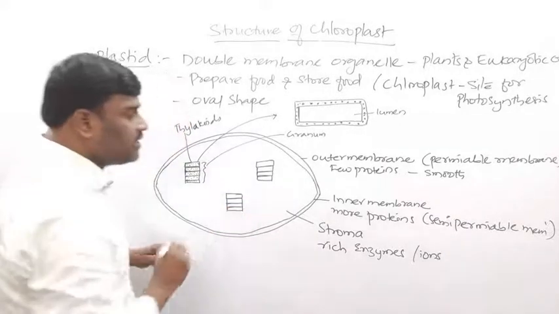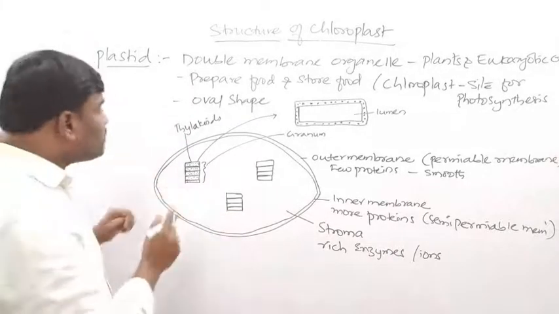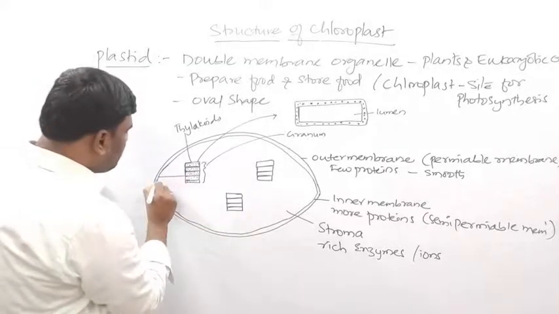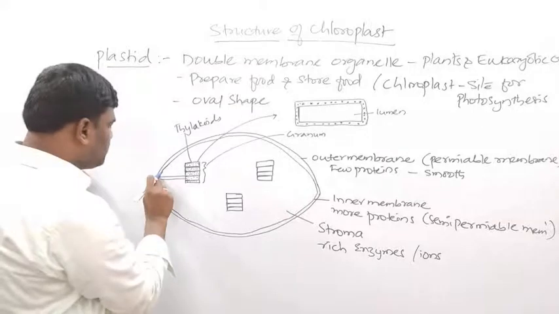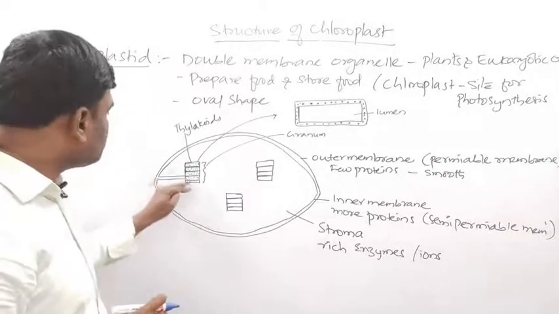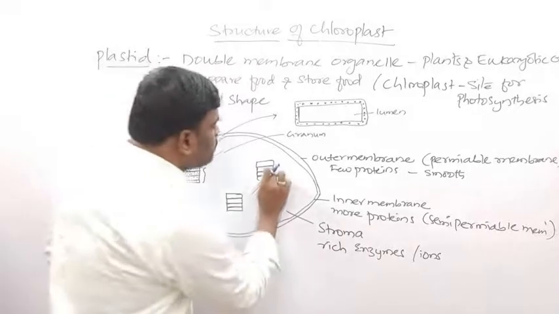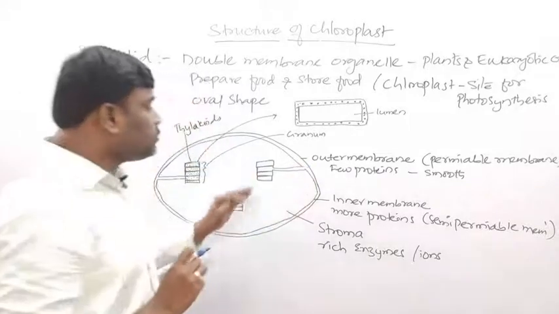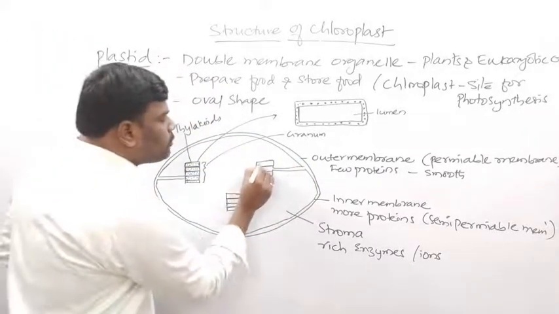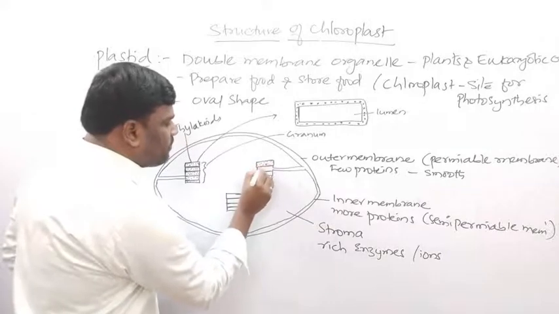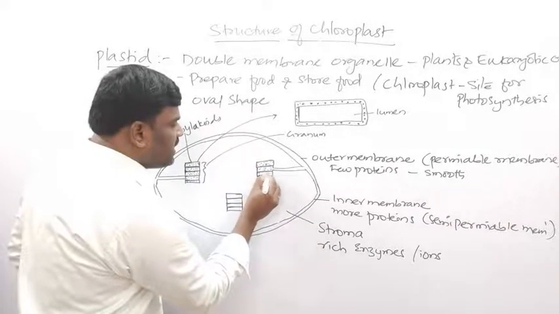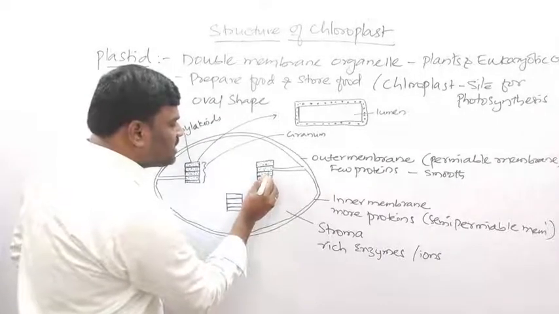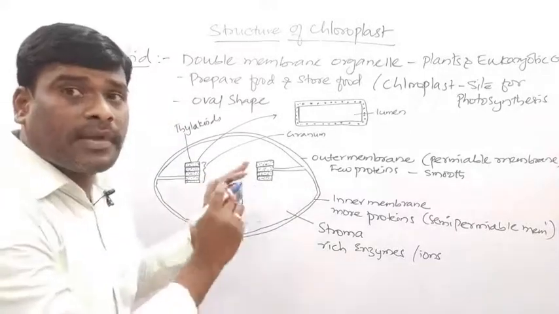Granum in the stroma. The lumen of these thylakoids is connected to the inner membrane, and here also it will connect to the inner membrane. And not only to the inner membrane, children, they are also interconnected with each other, isn't it? Don't get confused, children. It looks like chlorophyll pigments are seen in the lumen, but it's not in the lumen, it is in the membrane, right?